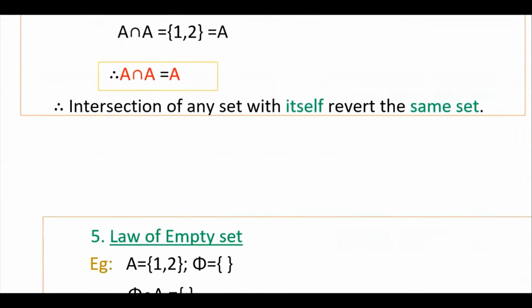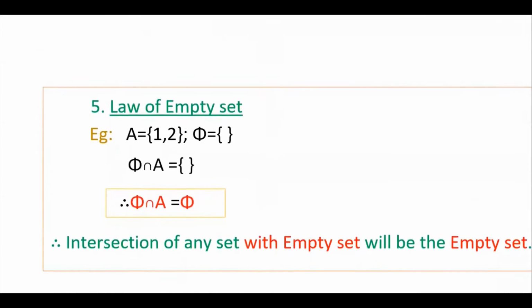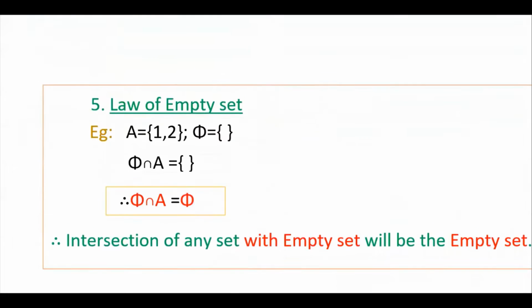Next one is the law of empty set. If you take any set, if you intersect that set with an empty set, you will get the empty set itself, because you don't get any common elements here. So you will get the empty set itself. Therefore, intersection of any set with empty set will be the empty set. This is the law of an empty set.